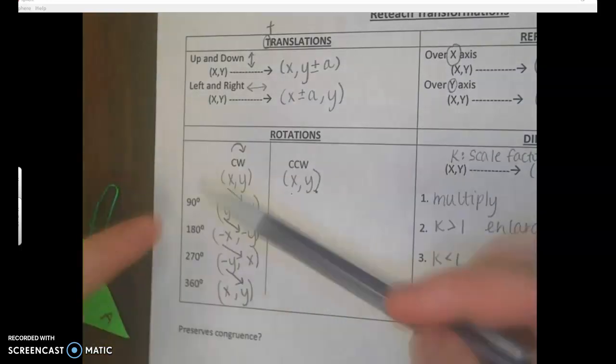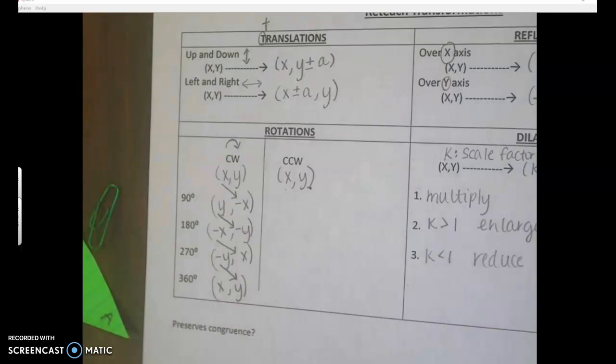Also, you might see that your 180, all it does is it keeps your X and Y where they were, but it's now the reverse side or the back side of it, if you think of it that way. It's the opposite of it.